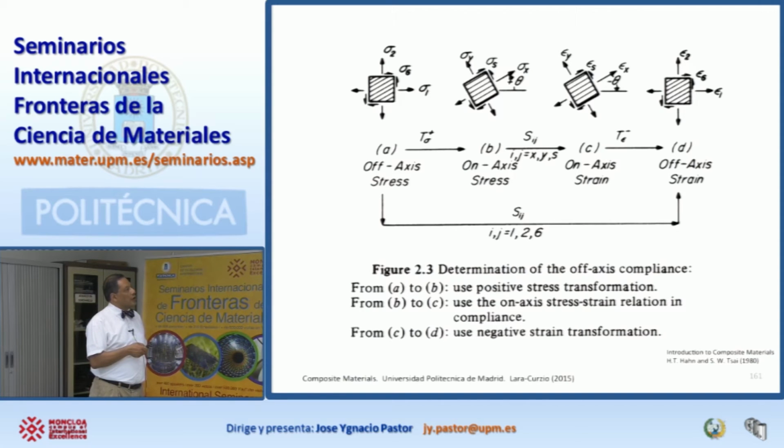And then you do a minus theta rotation to go from here to here. And that's it. It's just linear algebra. Once you have your matrices, these matrices are going to be your compliance matrix to go from stresses to strains. And then these are just transformations. This is just what you learn in linear algebra.